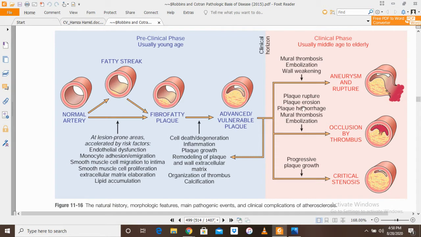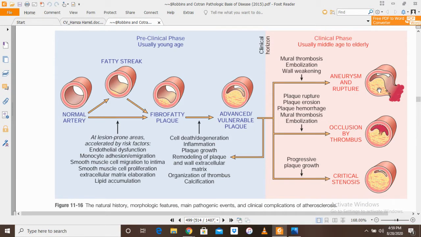These unstable plaques may undergo rupture, may undergo erosion, or may form intraplaque hemorrhage and suddenly increase the size of the plaque and disturb the blood flow. So you can see here these atheromatous plaques may cause stenosis of the vessel lumen, or this atheromatous plaque may undergo rupture and formation of a thrombus.